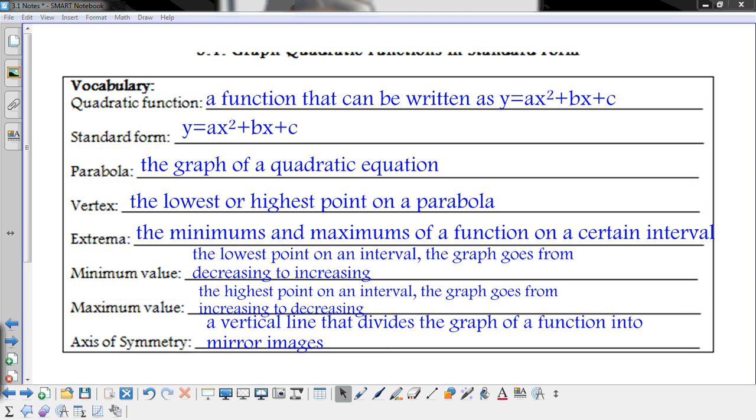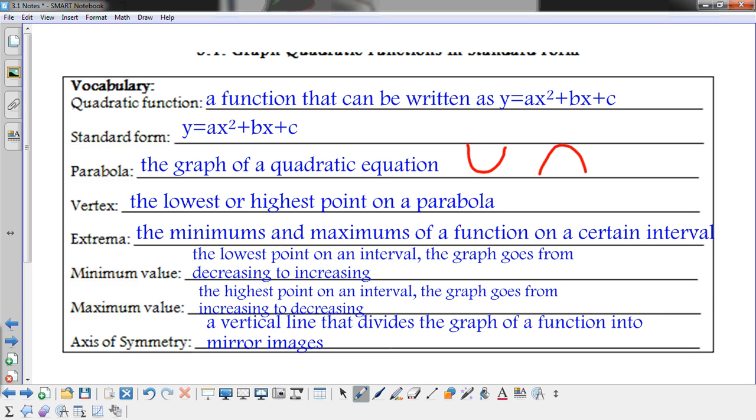Okay, so the name of a quadratic graph is a parabola. It is the U-shaped graph. If you wanted to, you could draw the U shape. Remember, they can face upward and look like a U shape, or they can face downward and look like a lowercase n, a hill, however you want to remember that.